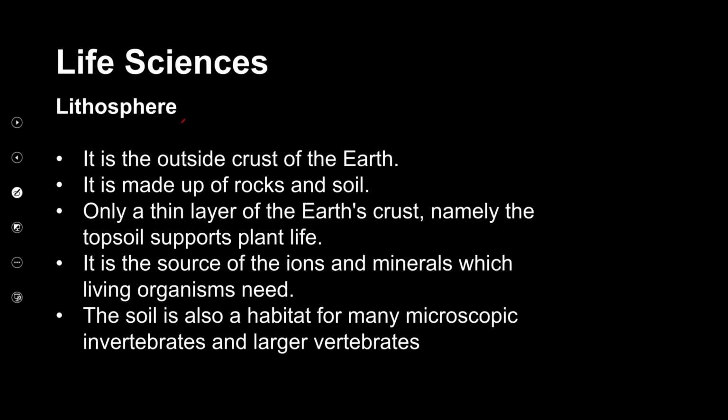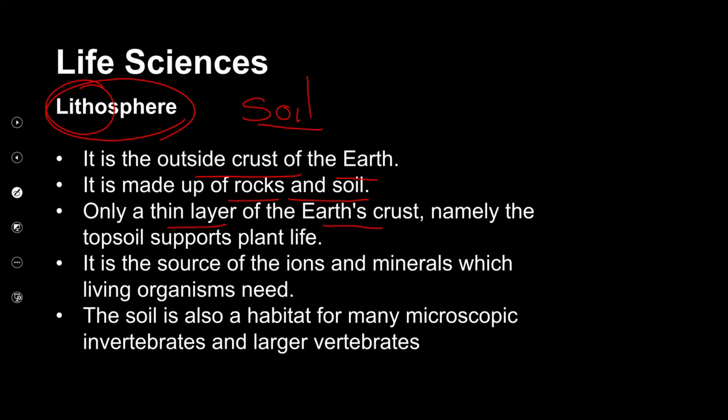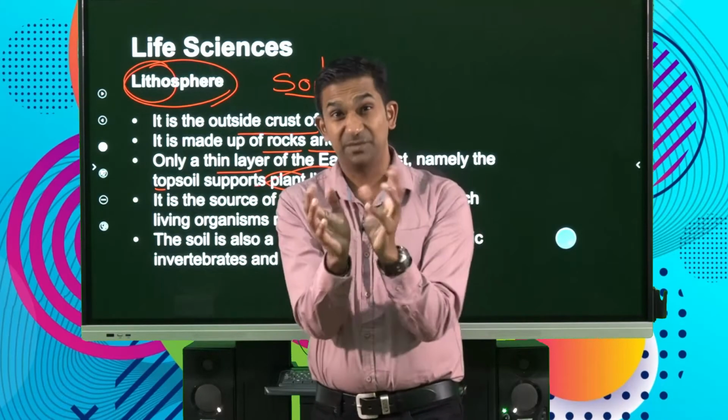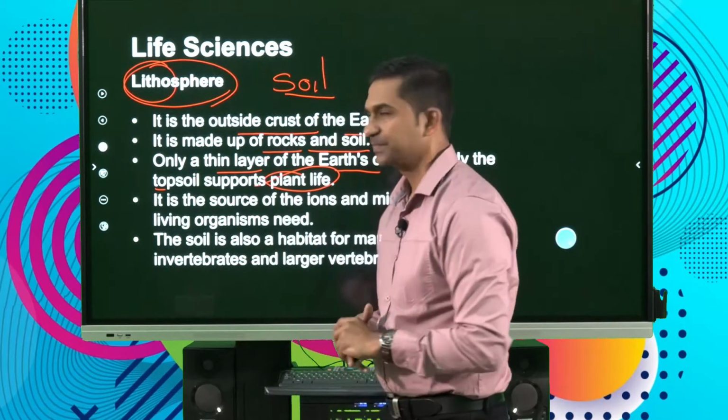We then go on to the third component, which is called the lithosphere. If we look at litho, it refers to the soil. So this is the outer crust of the Earth. It is made up of rock and soil. Only a thin layer of the Earth's crust, namely the topsoil, supports plant life. So if we were to look at the surface of Earth, we have a very thin layer on the outside, which is made up of the topsoil that supports the plant life.